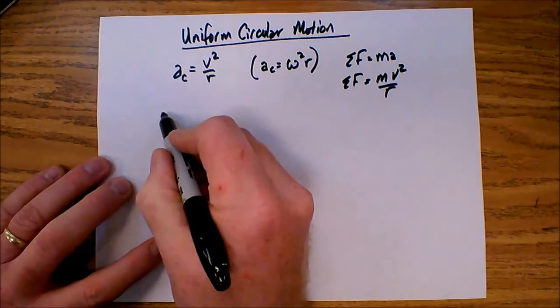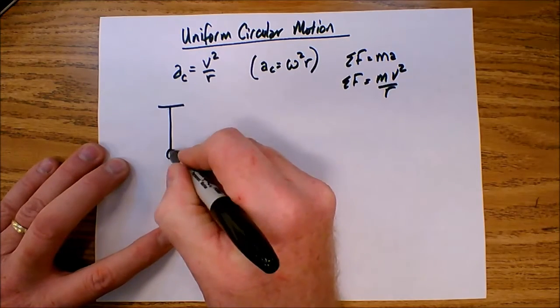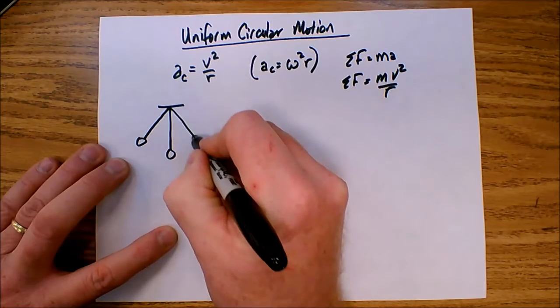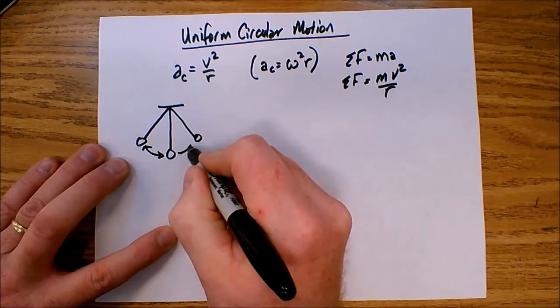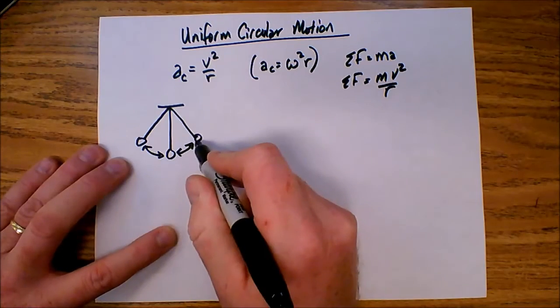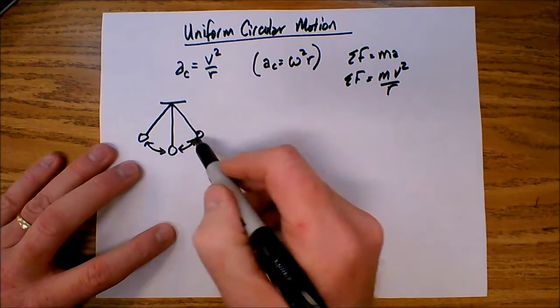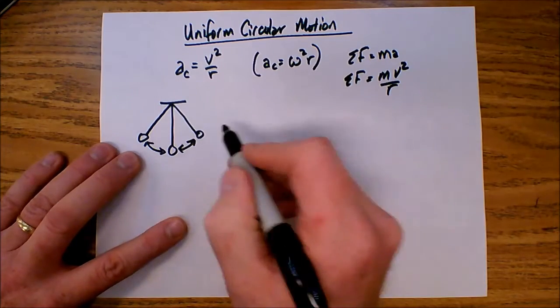Now let's take a look at a simple pendulum situation. For this simple pendulum, I'm going to consider it swinging in an arc, something like this. So we can see that it is in fact in circular motion, but it is not uniform circular motion because the velocity is changing. Because the velocity is changing, we need to look at something else, in this case, for example, energy.